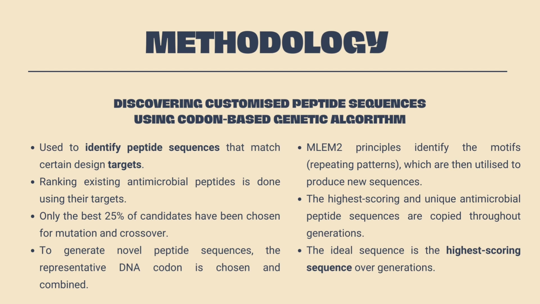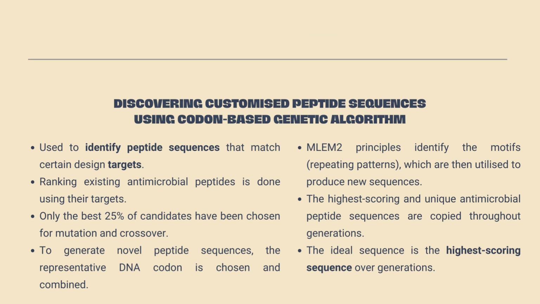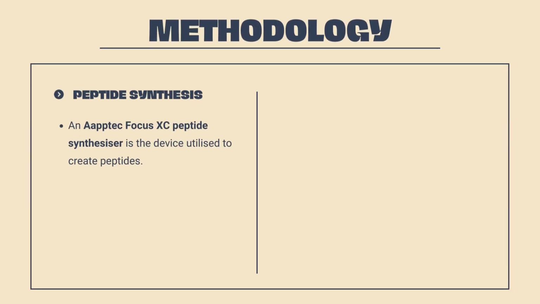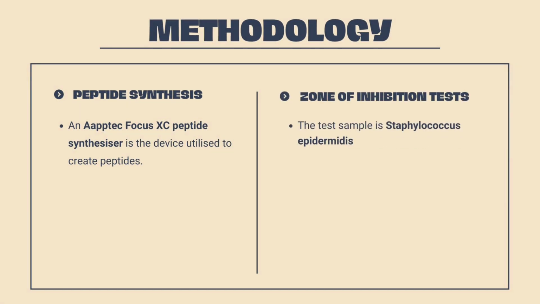The highest scoring unique and predicted antimicrobial peptide sequences are copied between generations. Finally, the highest scoring sequence across generations is considered as the final solution. The next step in the process of creating the AMP is the peptide synthesis itself. The peptides are synthesized using an automated peptide synthesizer. Lastly, to measure the efficacy of the newly created AMP, the scientists decide to use the zone of inhibition tests.